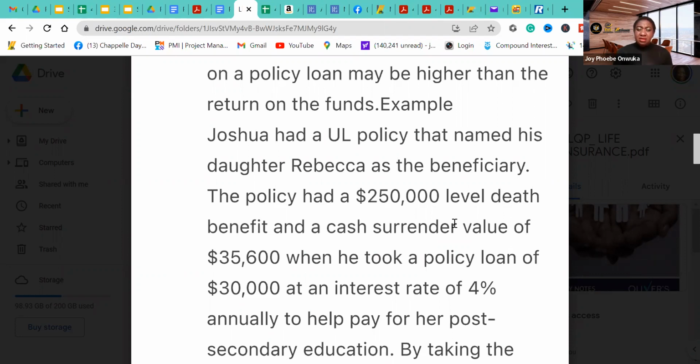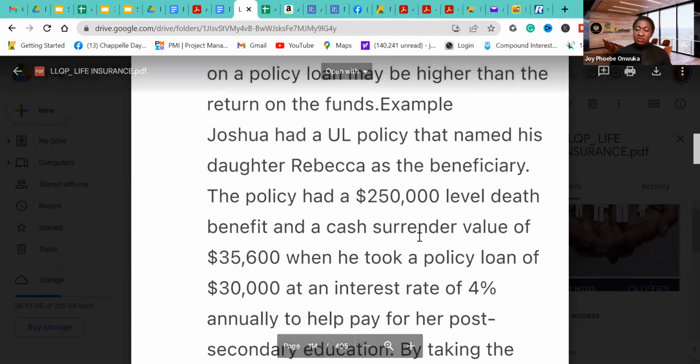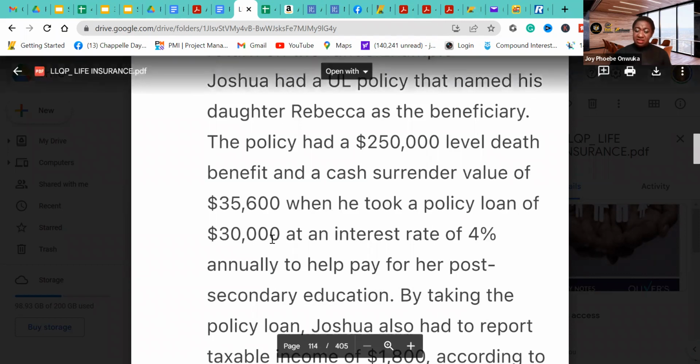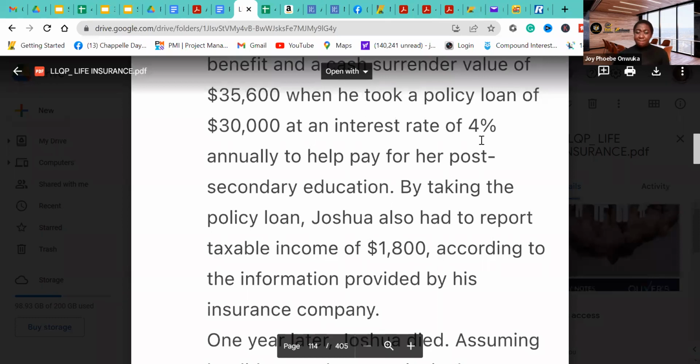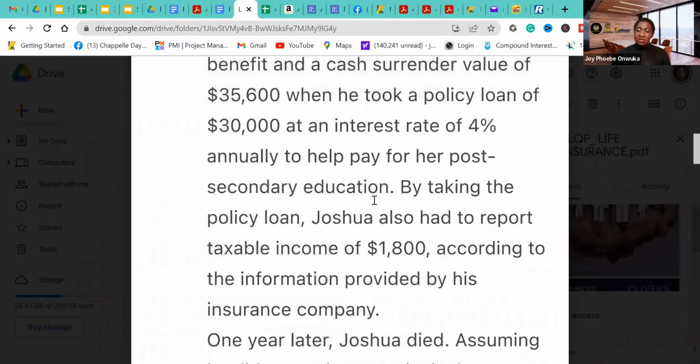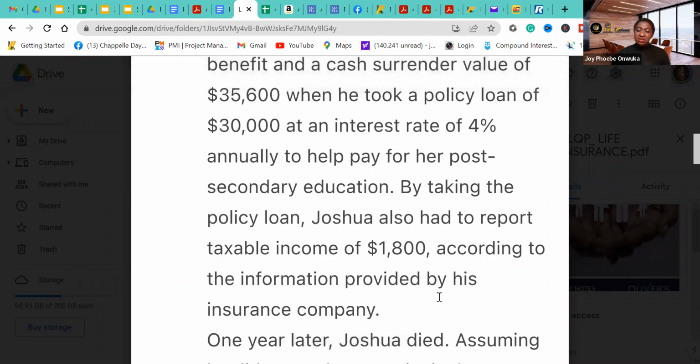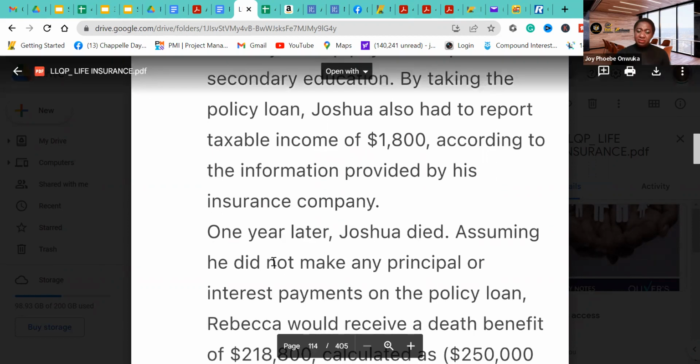Joshua had a universal life policy. This is an example. He named his daughter Rebecca as the beneficiary. The policy had a $250,000 level death benefit and a cash surrender value of $35,600. He took a policy loan of $30,000 at an interest rate of 4% annually to help pay for her post-secondary education. By taking the policy loan, Joshua also had to report taxable income of $1,800, according to the information provided by his insurance company.